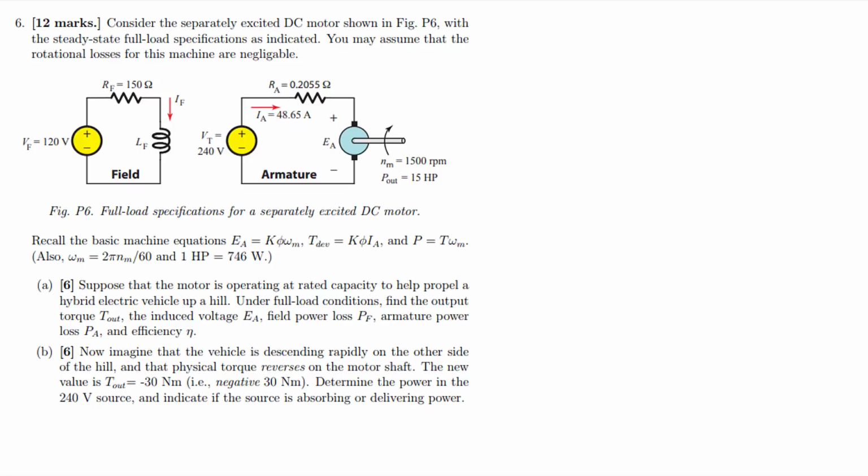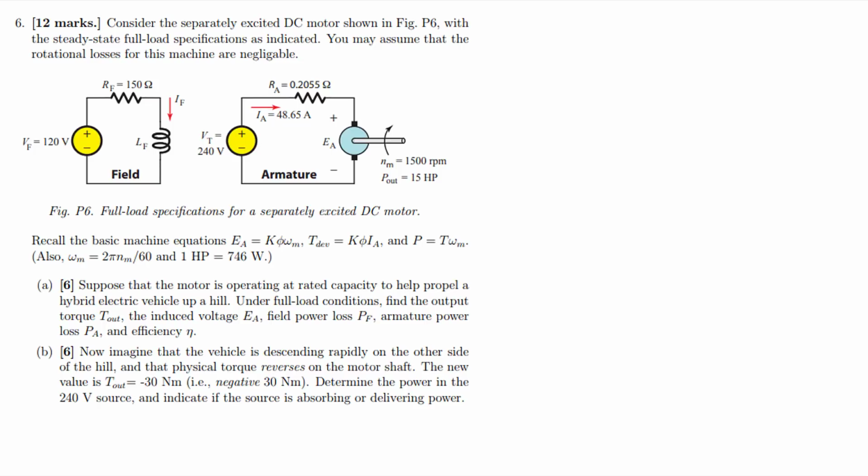Part A says that the motor is operating at its rated capacity to help propel an electric vehicle up a hill. When we say it's operating at its rated capacity, that means these specifications are in operation. That's what we have to keep in mind. It's producing 15 horsepower at 1500 RPM. It's being applied to an electric vehicle or a hybrid electric vehicle, and that's really interesting. Not for part A, but for part B, we're going to see something interesting.